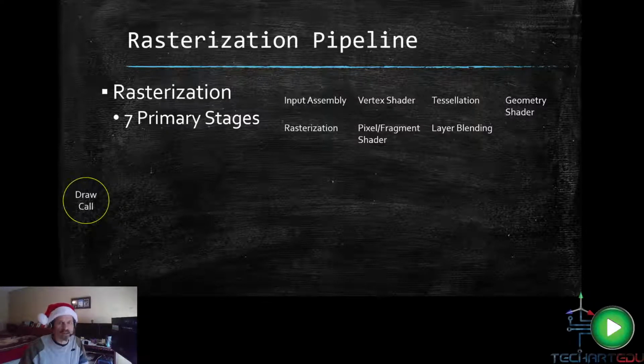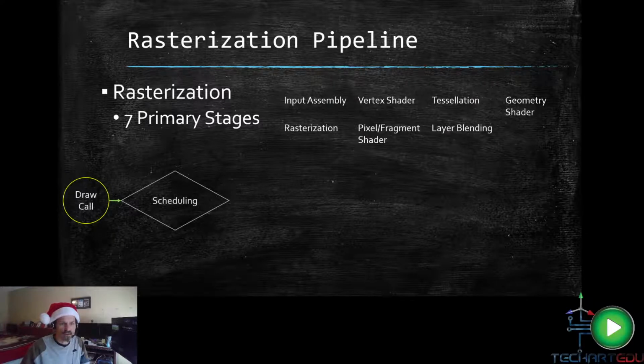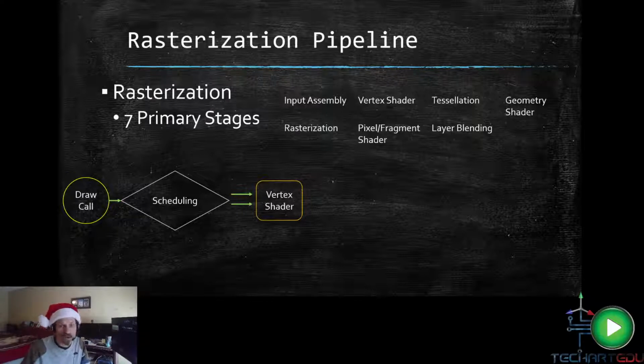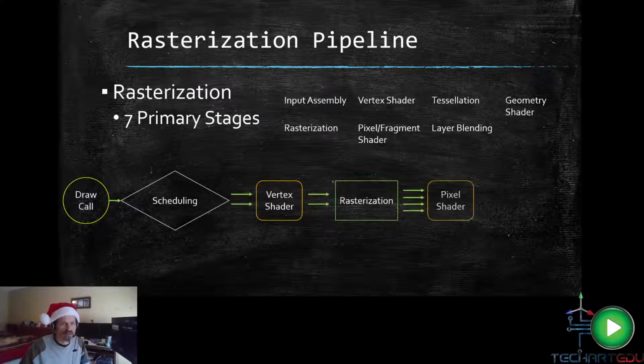Okay, it kind of looks like this. You've got a draw call, which is one single material or one single texture instance. And then it goes into the scheduling of where it then goes ahead and enters into the vertex shader. Then it gets rasterized. Then it goes through the pixel shader, and then all of the layers get blended together into a final rendered output.